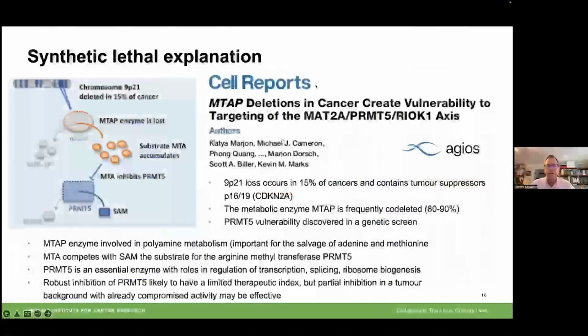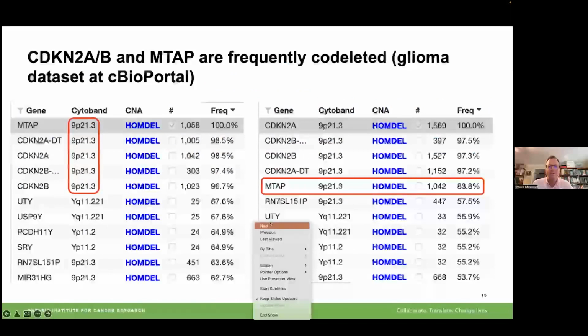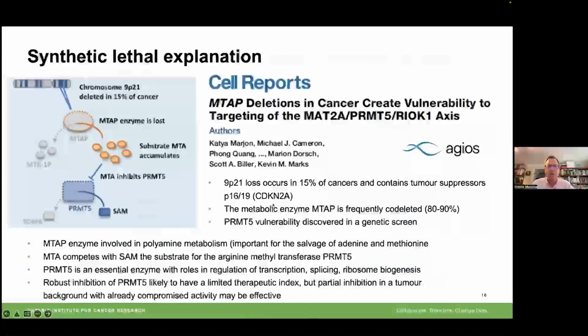However, just before the DepMap came out, this was discovered the way David had described. This group at Agios, led by Kevin Marks, had done an isogenic screen. They were not actually interested in CDKN2A itself, they were very interested in this metabolic enzyme, MTAP. And they had created an isogenic strain, 2 lines, where they had deleted MTAP or not, done the screen, and came up with the same answer. If they'd waited about a year, they could have done this all a lot faster, but nobody knew the DepMap was coming at that point.